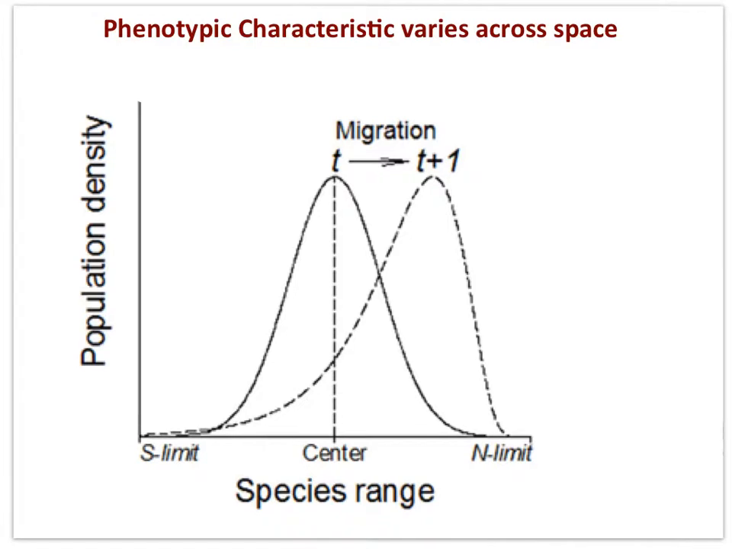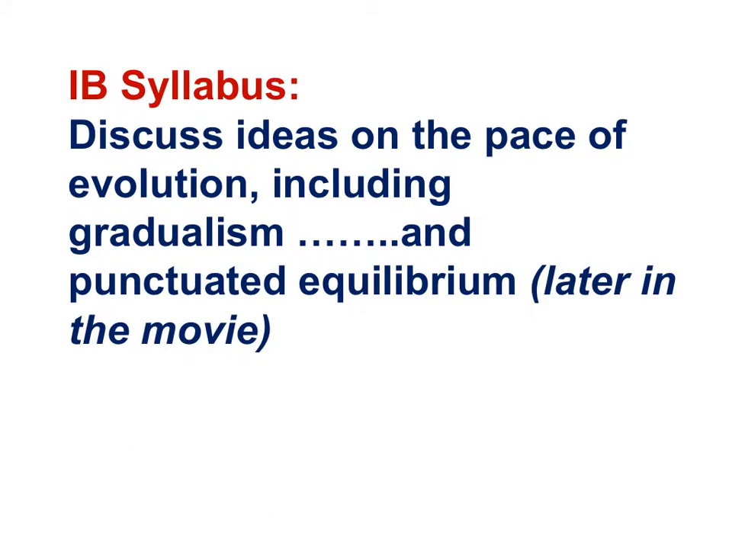The question is, how fast is evolution happening? How fast is the environment changing? Can species evolve rapidly enough to overcome the rate at which the environment changes? So here is an IB syllabus statement of relevance. Discuss the ideas on the pace of evolution, including gradualism and punctuated equilibrium. I'll deal with punctuated equilibrium later in this movie.